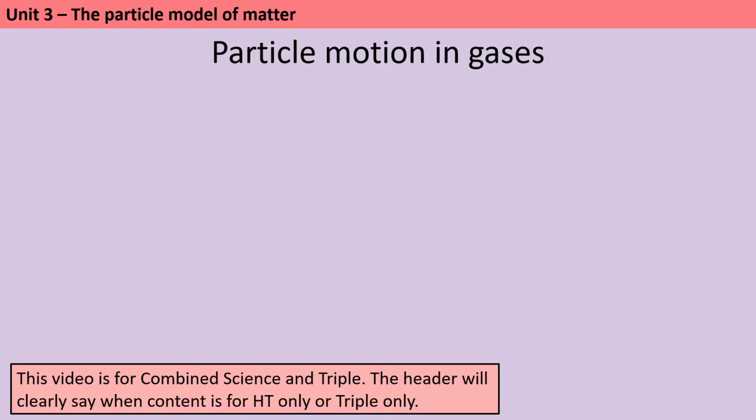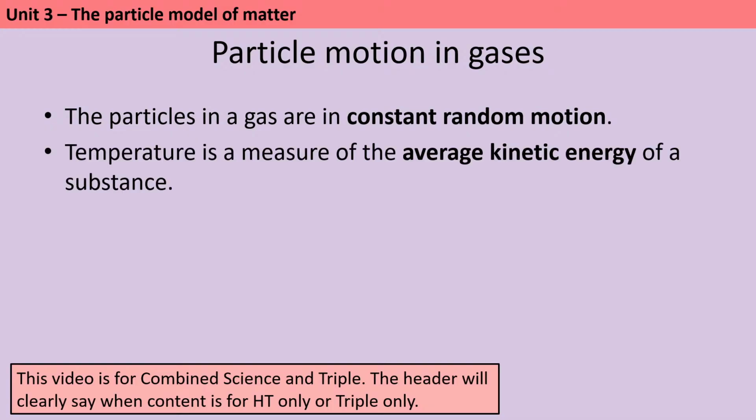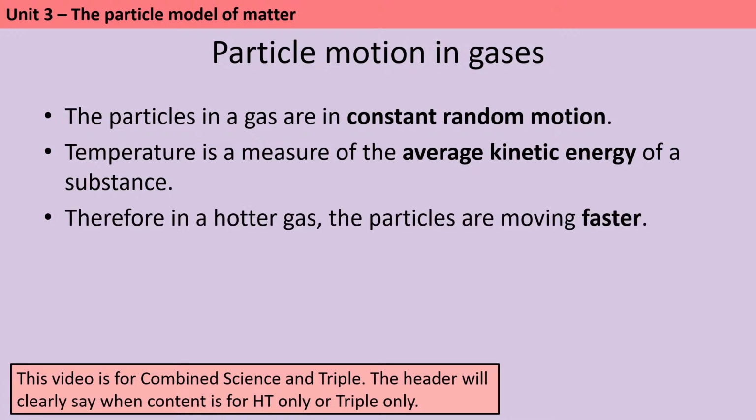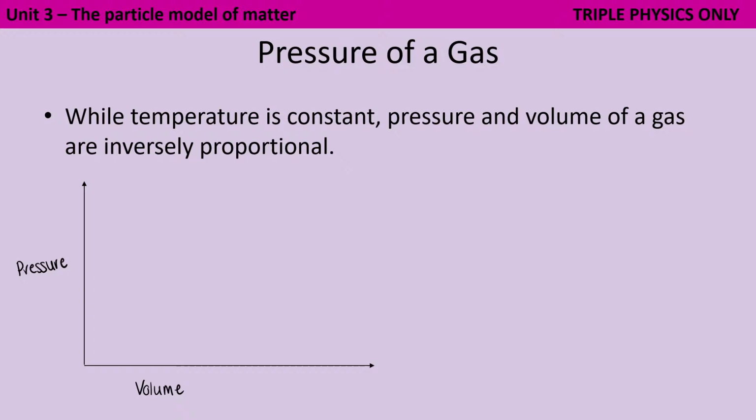We've already mentioned that the particles in a gas are in constant random motion, and also that temperature is related to the average kinetic energy of a substance. So if we're working at a higher temperature, then the particles are moving faster. Provided we're working at constant temperature, then the pressure and the volume of a gas are inversely related. This means that if I took a balloon with a volume of 1 metre cubed and a pressure of 100,000 pascals, and then I stretched out that balloon so that its volume doubled, then the pressure would halve. And if I doubled the volume again, then the pressure would halve again, and so on and so forth, until I have this inversely proportional relationship.